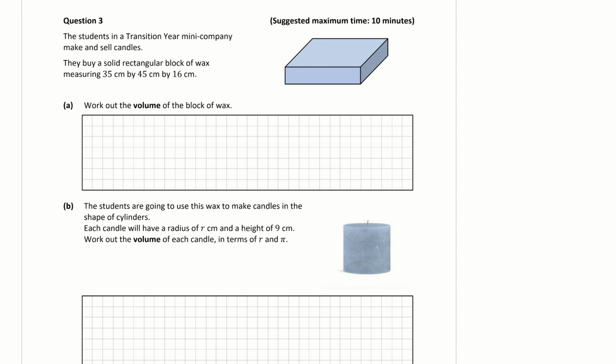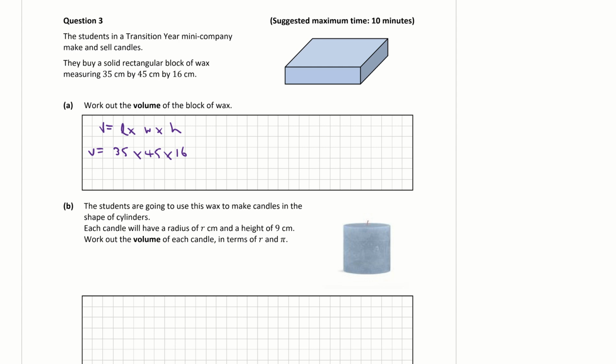They buy a solid rectangular block of wax measuring 35 by 45 by 16. Work out the volume of the block of wax. So volume is given by length by width by height for a 3D shape that's in the shape of a box. Then we're just putting in the 3 dimensions. Doesn't matter which one you put in first or last. You're multiplying here, so it won't make a difference.